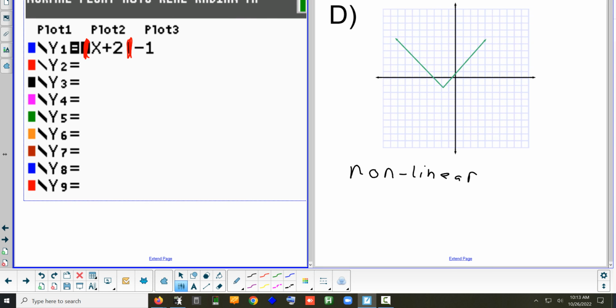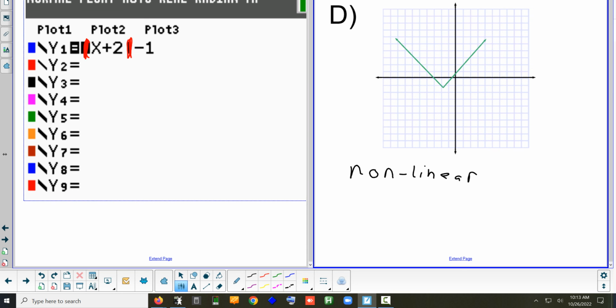Does anybody remember what those bars in red are called? Yeah? Absolute value. Absolute value. D is the graph of what an absolute value looks like. Absolute values are not linear. They have a V shape. Okay. So we haven't really studied the graph of absolute value. We've studied absolute value a little bit, but the point is they're not linear.